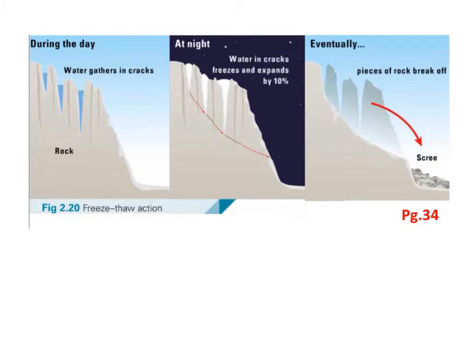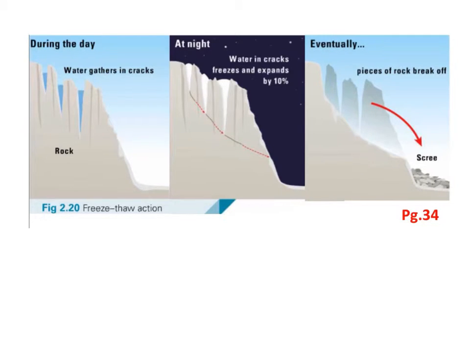So during the day, what happens is we have cracks in the rock and water gathers in the cracks. So water from precipitation, from rainfall and snowfall, gathers in the cracks in the rock. At night time, the temperature drops to below freezing, so below 0 degrees. So the water in the cracks freezes. And when water freezes, it expands by 10%. So it gets bigger. So it basically bulges outwards. And what happens is this puts pressure on the rock.